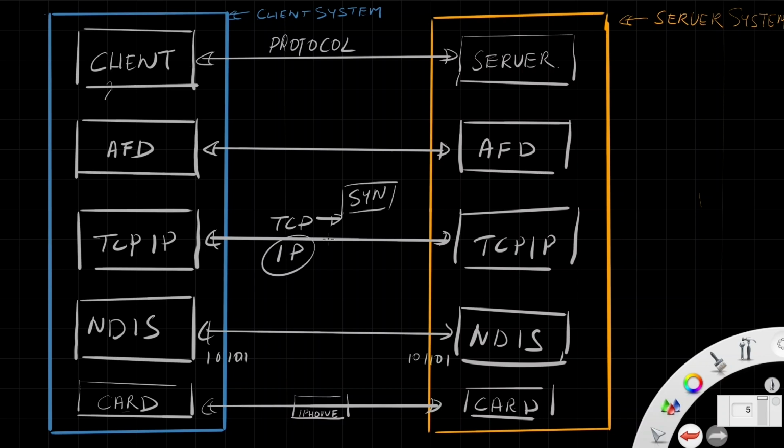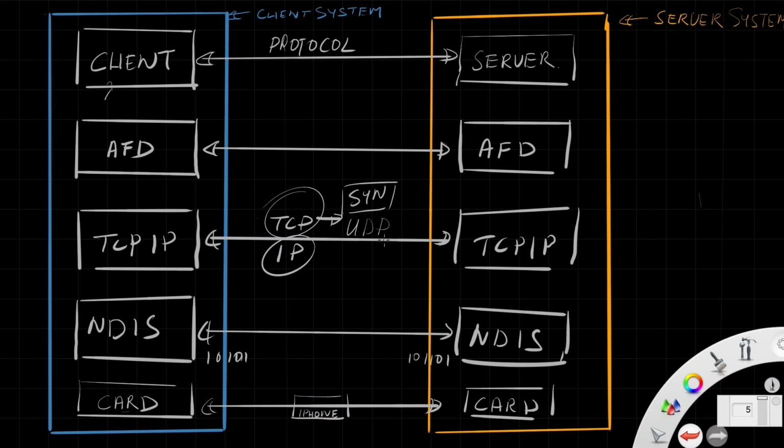IP is a very interesting protocol. We will discuss it in later presentations. TCP also we will deal with a little more in depth. There is another cousin of TCP called UDP. We will discuss that as well.